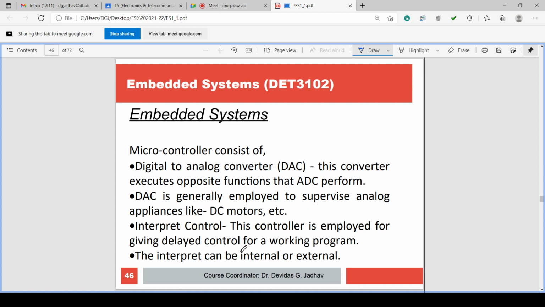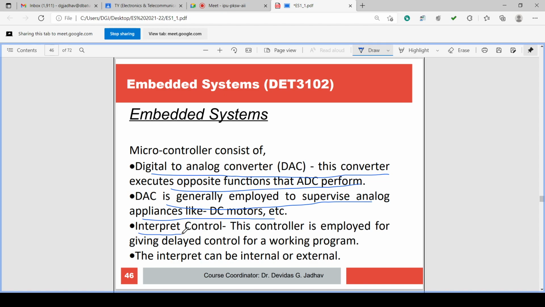Similar to the ADC, there must be a DAC, digital to analog converter. Same reason, because the microcontroller knows only digital, and if you want to interact with external circuits, and the external circuit understands analog, so the microcontroller gives some message in digital form, and that must be converted into analog, so that the external circuit can understand that message in terms of signal amplitude. So a digital to analog converter, DAC, is also required, which is the opposite function of the ADC. The DAC is generally employed to supervise analog applications like DC motors.